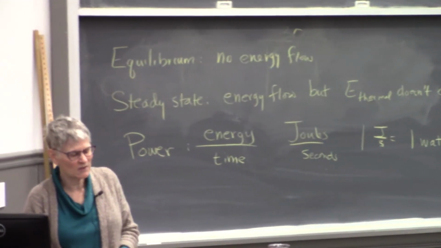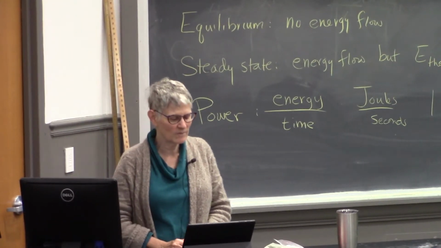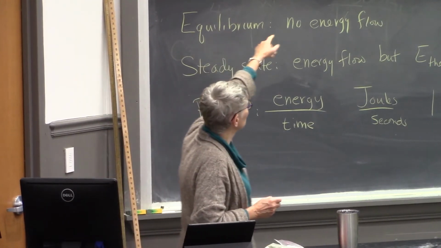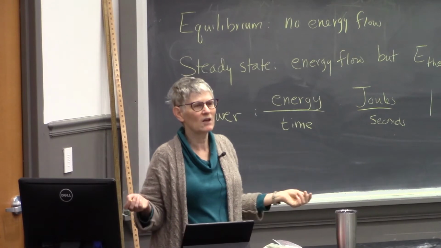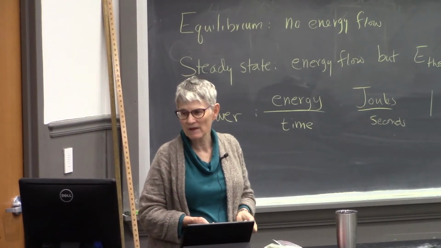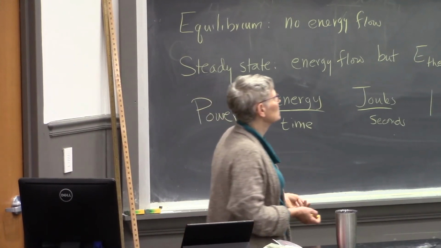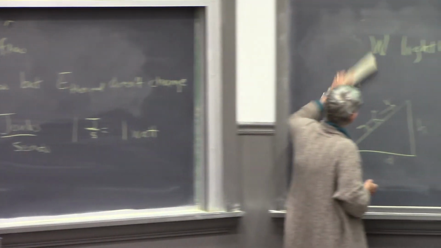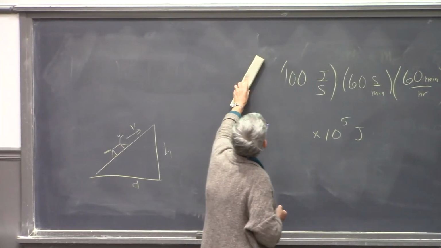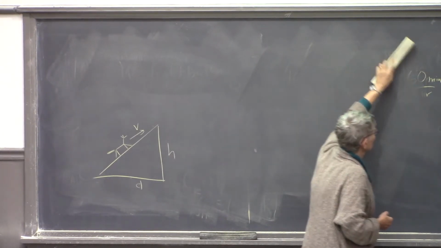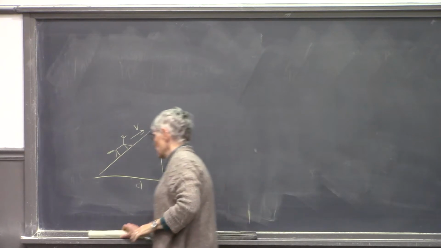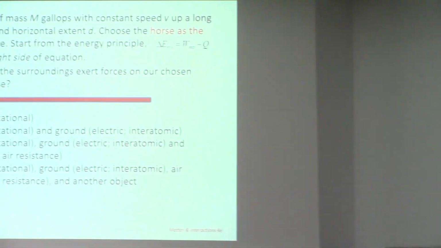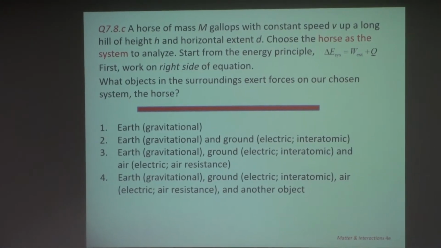Let's start by choosing the horse as the system, and start from the energy principle. So we're going to start from change of energy of the system is work plus energy transfer due to a temperature difference. And we're going to work on the right-hand side of the equation. So we're going to calculate work. What are the objects in the surroundings that exert forces on the horse?